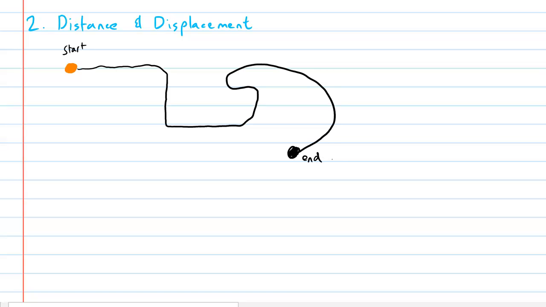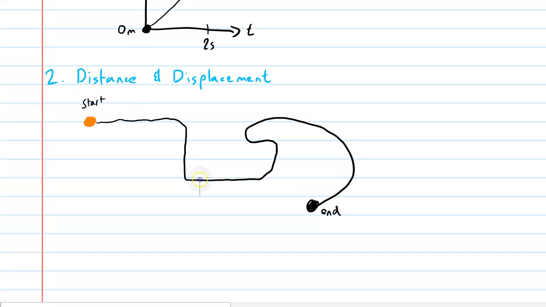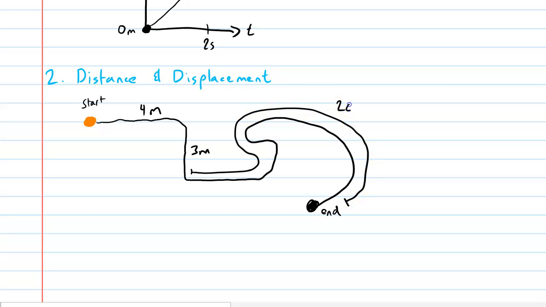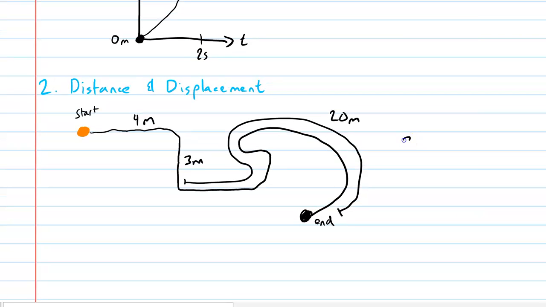Not too difficult. What the distance measures is the length of this whole path. Let's say this was a segment of 4 meters, 3 meters, and then the rest maybe is like this much, that's like 20 meters. The distance measures this whole thing. So I traveled 7 plus 20, I traveled 27 meters in distance.